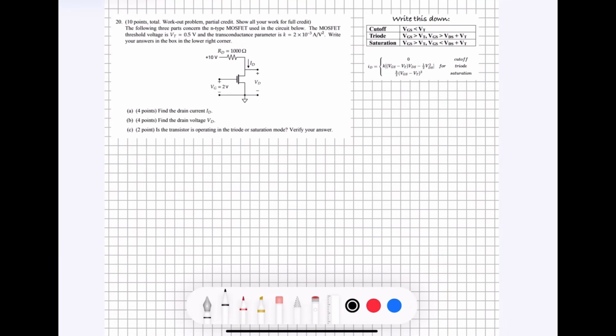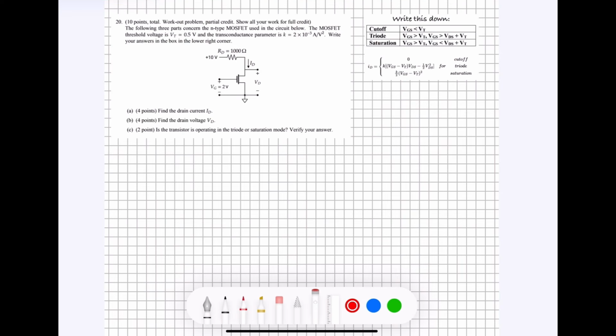Last but not least is question number 20. This question says, the following 3 parts concern the N-type MOSFET used in the circuit below. The MOSFET threshold voltage is Vt equal to 0.5, and the transconductance parameter is K equal to 2 times 10 to the negative third amps per volt squared. Write your answers in the box in the lower right corner, which normally would be over here, but I've cropped it out to give us some more space to solve this problem.